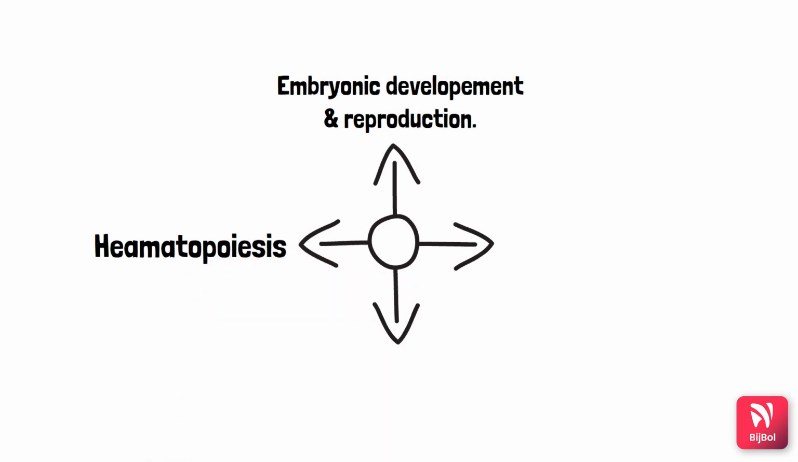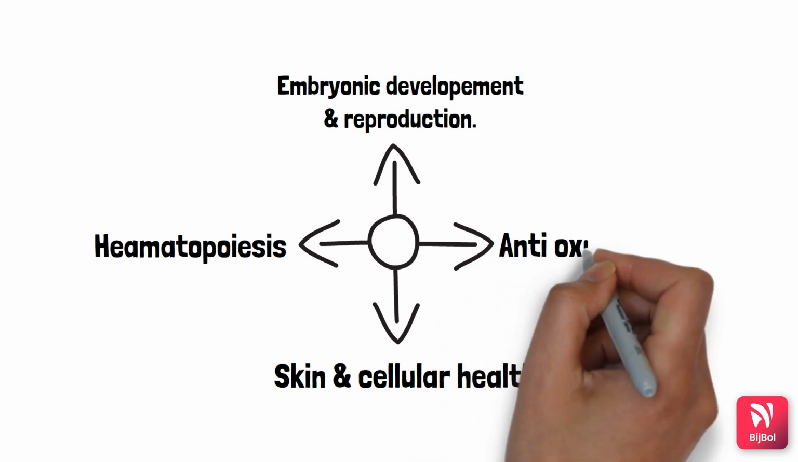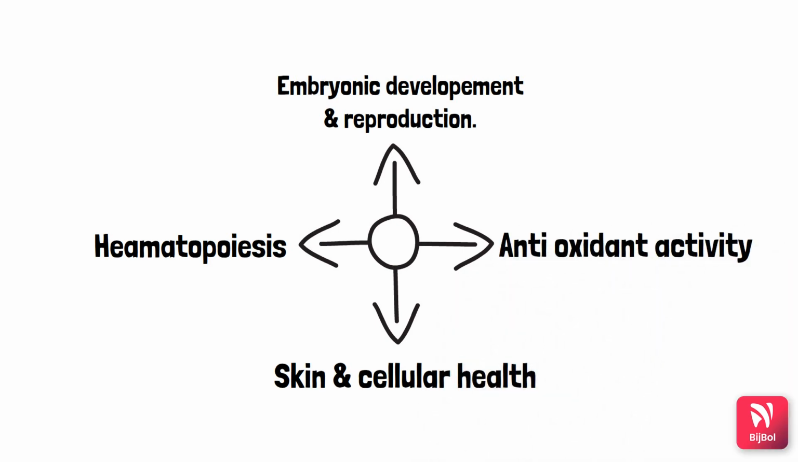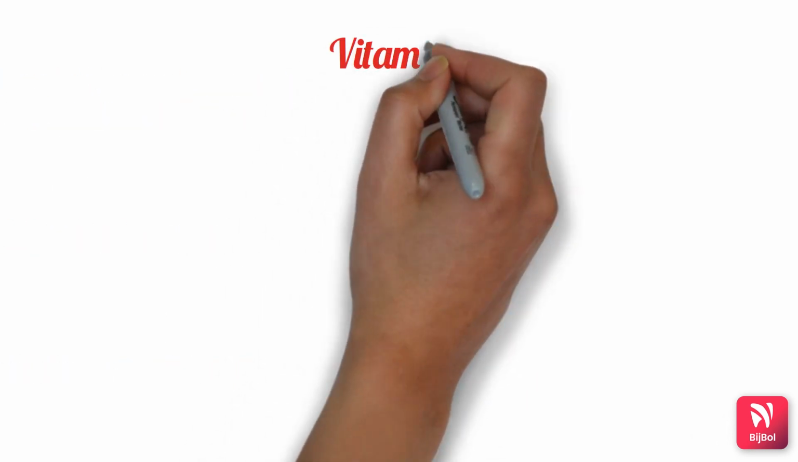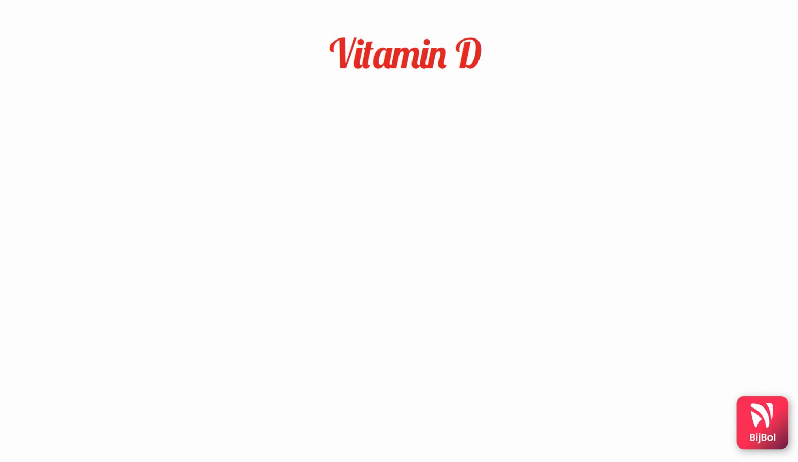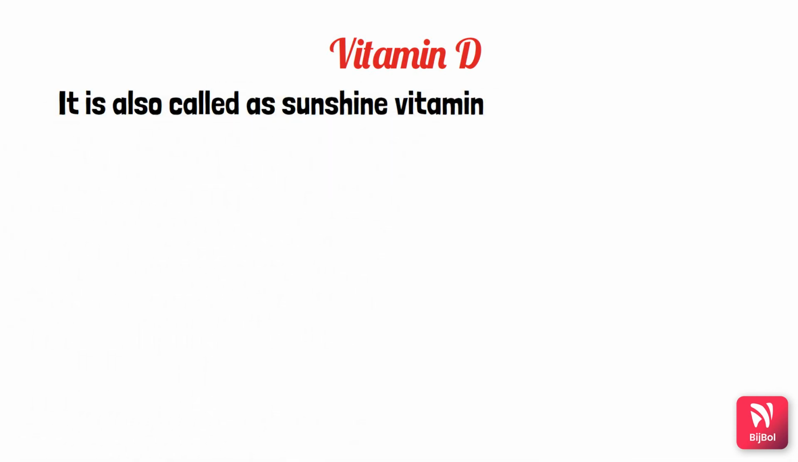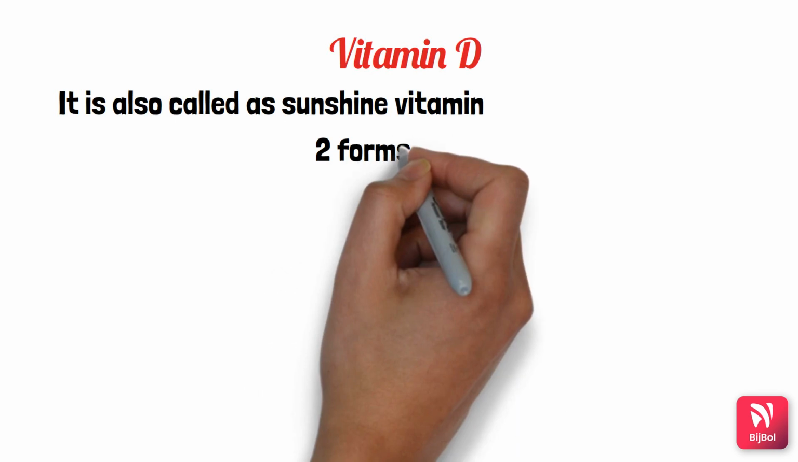It is also involved in the hematopoiesis. Vitamin A is also involved in skin and cellular health. Last and most important function of the vitamin A is that it has got the antioxidant property. Now let us discuss about another fat soluble vitamin, that is vitamin D. Vitamin D is also called as sunshine vitamin.